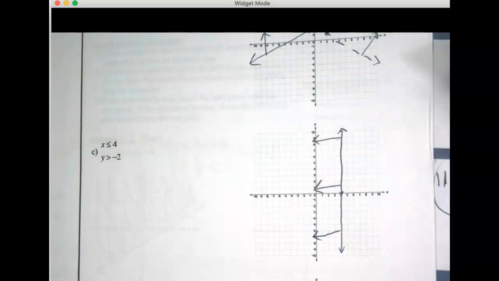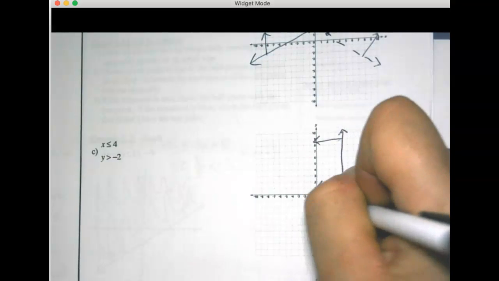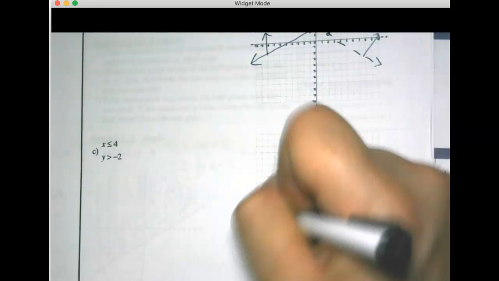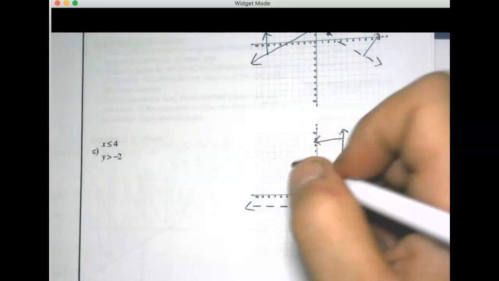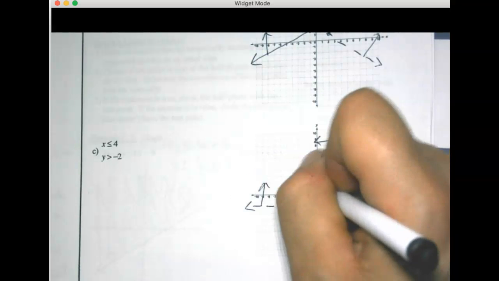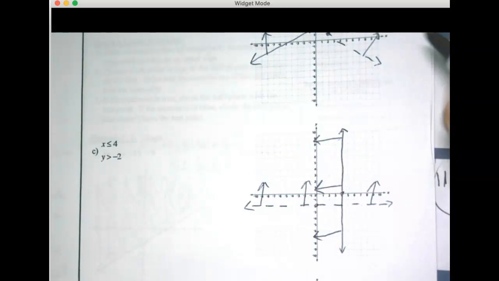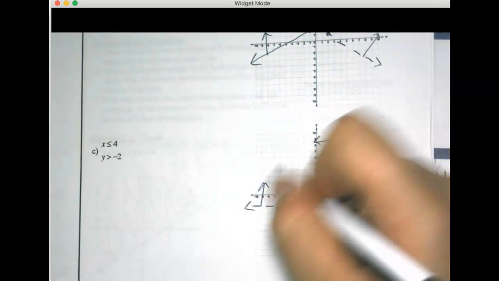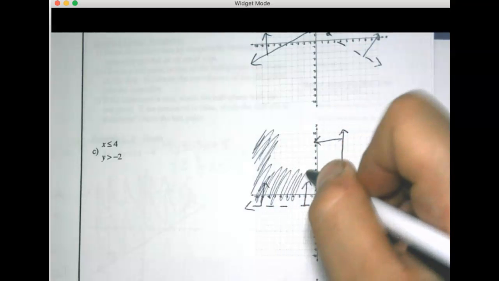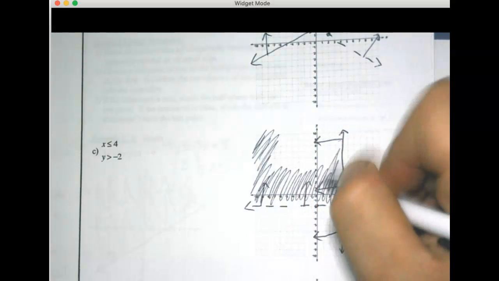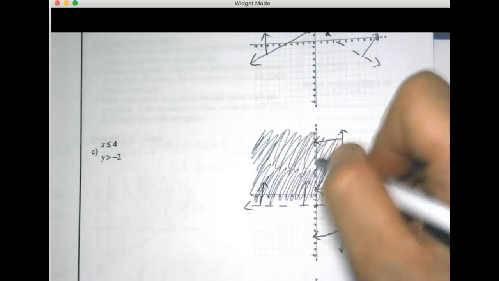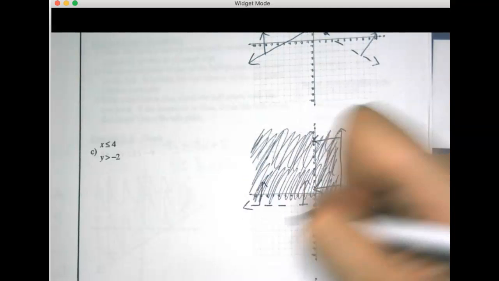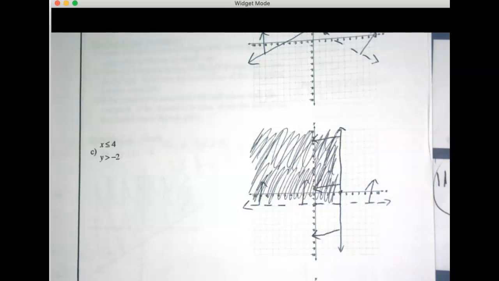This one, y is greater than -2, so I'll go to -2 on the y-axis. It's just greater than, so dash line, not equal to, right? So dash it. And it's greater than this one, so it's shade above this line for greater than. And the only place I'm going to shade is where both lines overlap, where both lines have solutions that overlap. That's over here. This would represent all the solutions that would satisfy both inequalities.